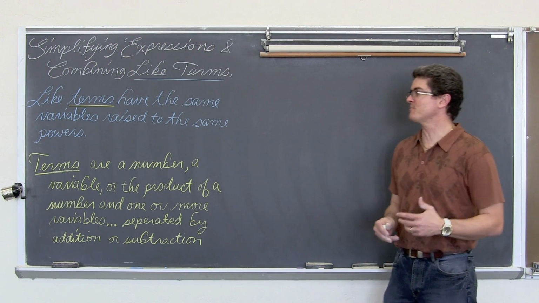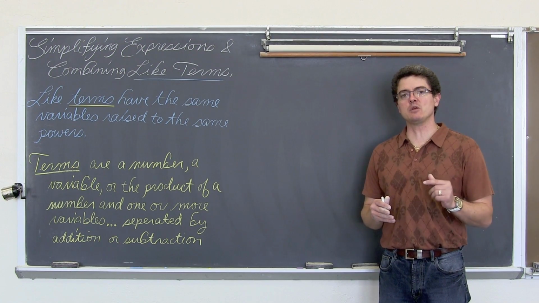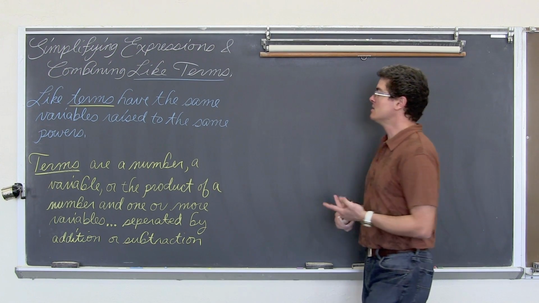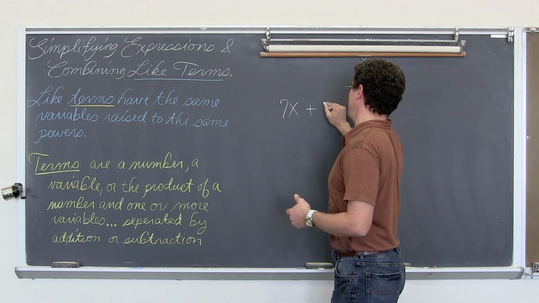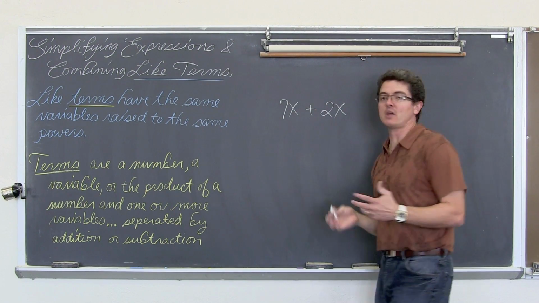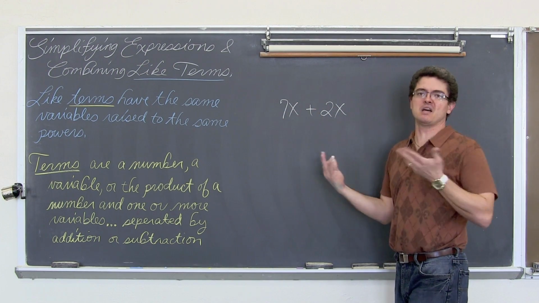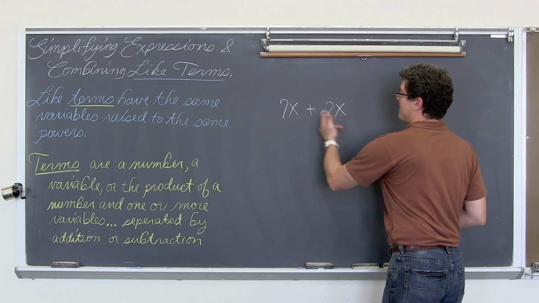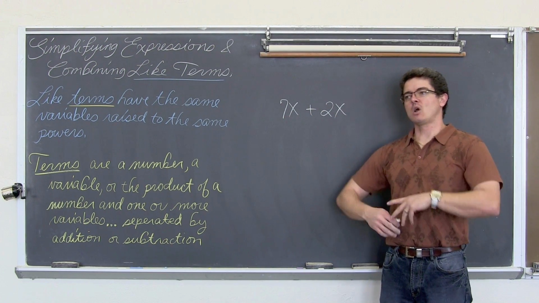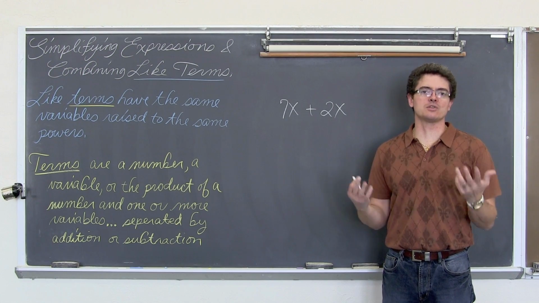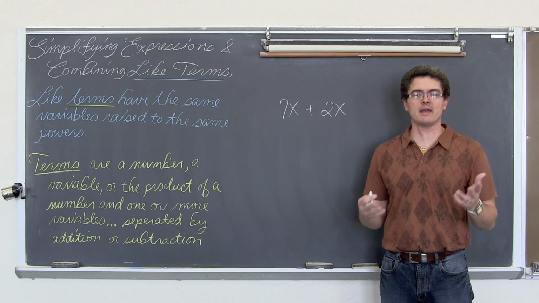Now, like terms have the same variables in them, and each of those variables must be raised to the same power. So, let's say 7x plus 2x. Those are like terms because they both have a numerical value and they both have an x. Really, all constants, all just straight numerical values like 7, 2, 5, any set of numbers, can be added together.